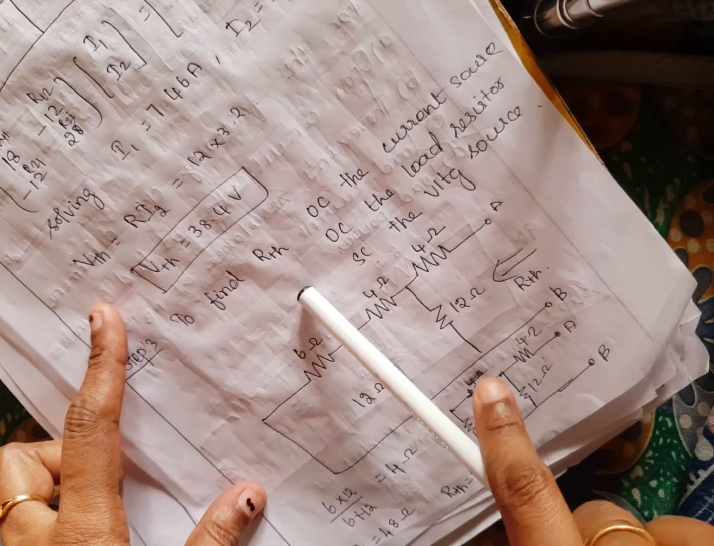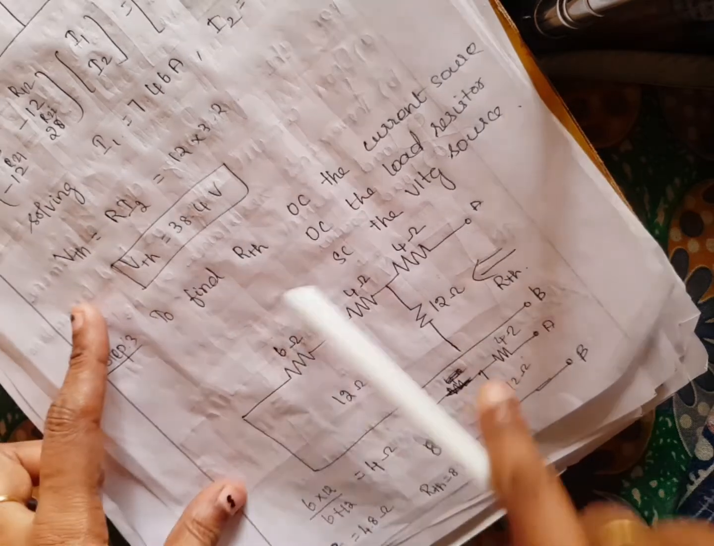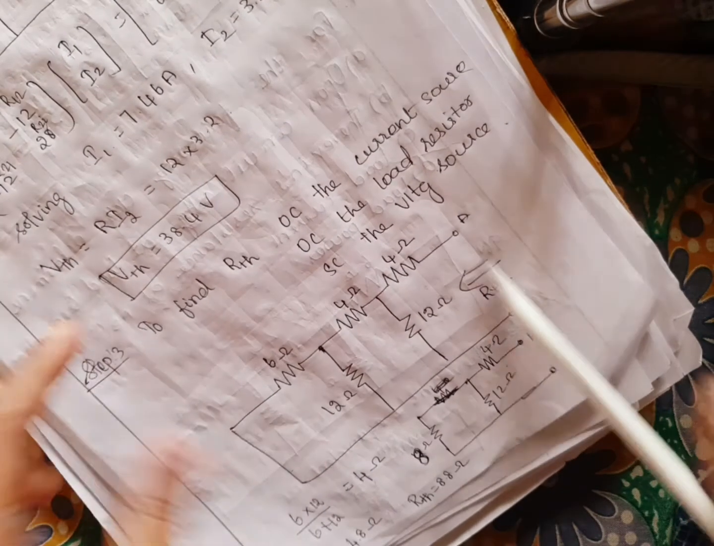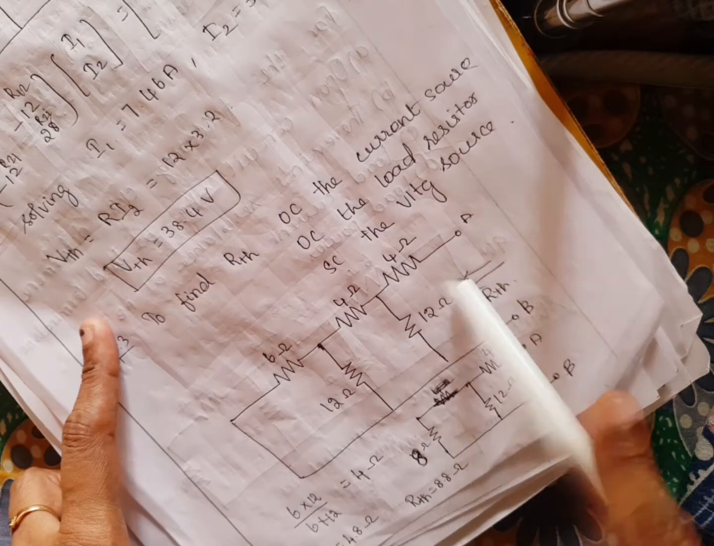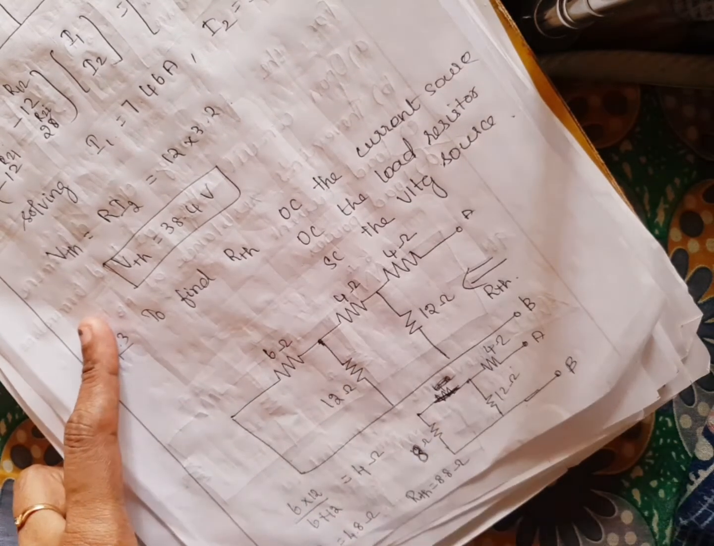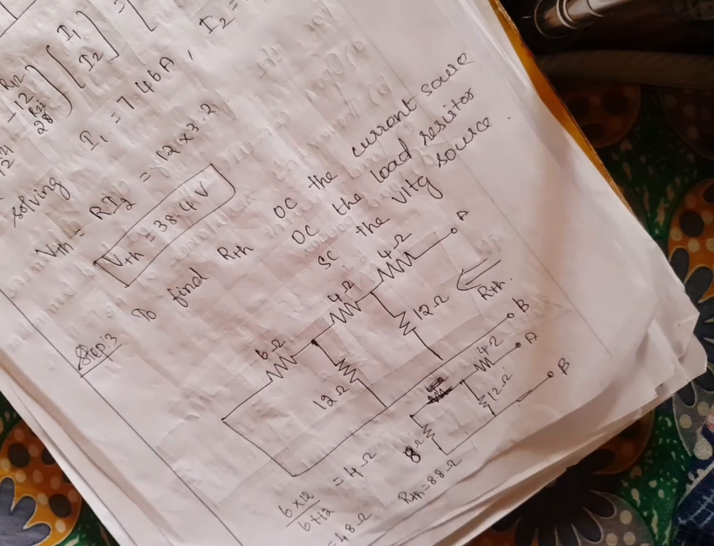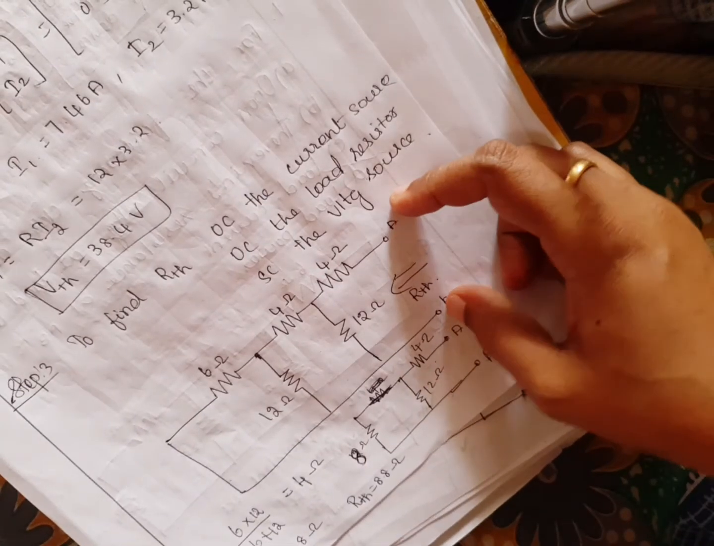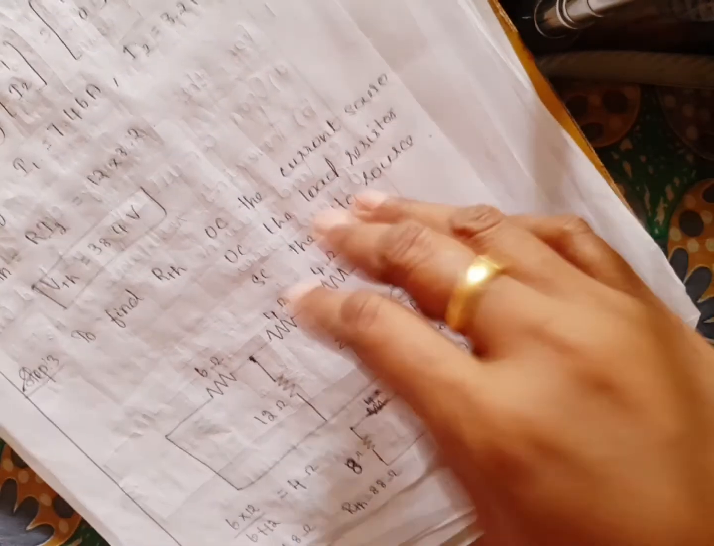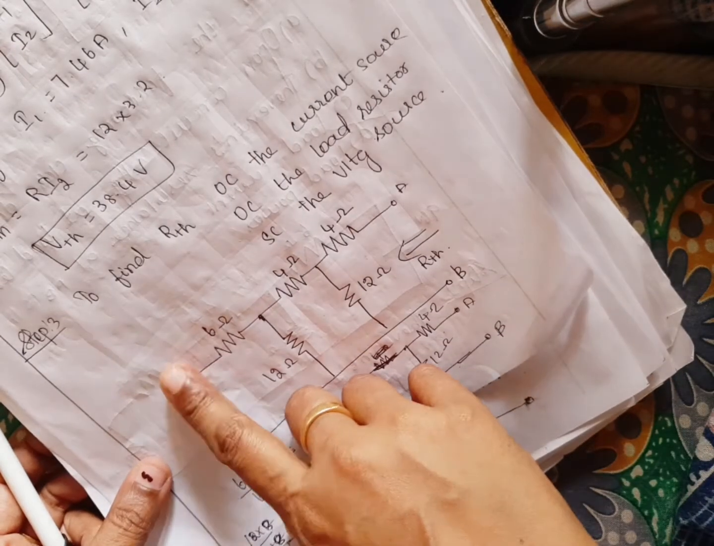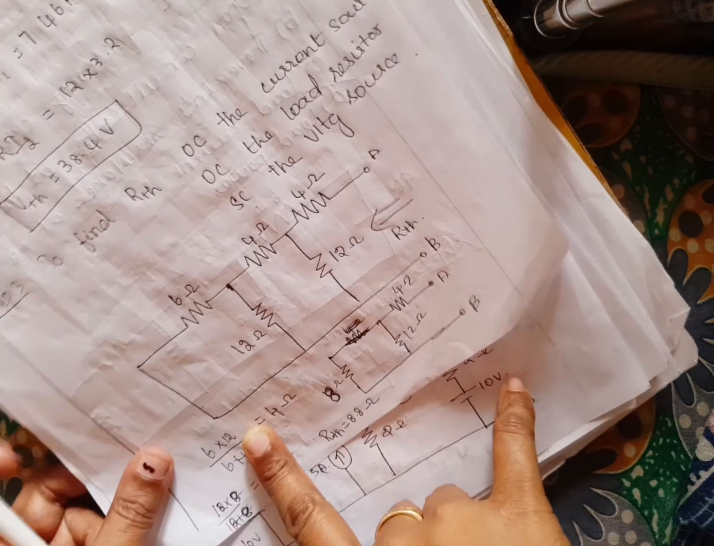How will you find Thevenin's resistance? Same step: open circuit the load resistor. Then if there is any current source, open circuit it; if you have a voltage source, short circuit the voltage source. This is the step to find the Thevenin's resistance. Okay, so the simplified diagram will look like this.